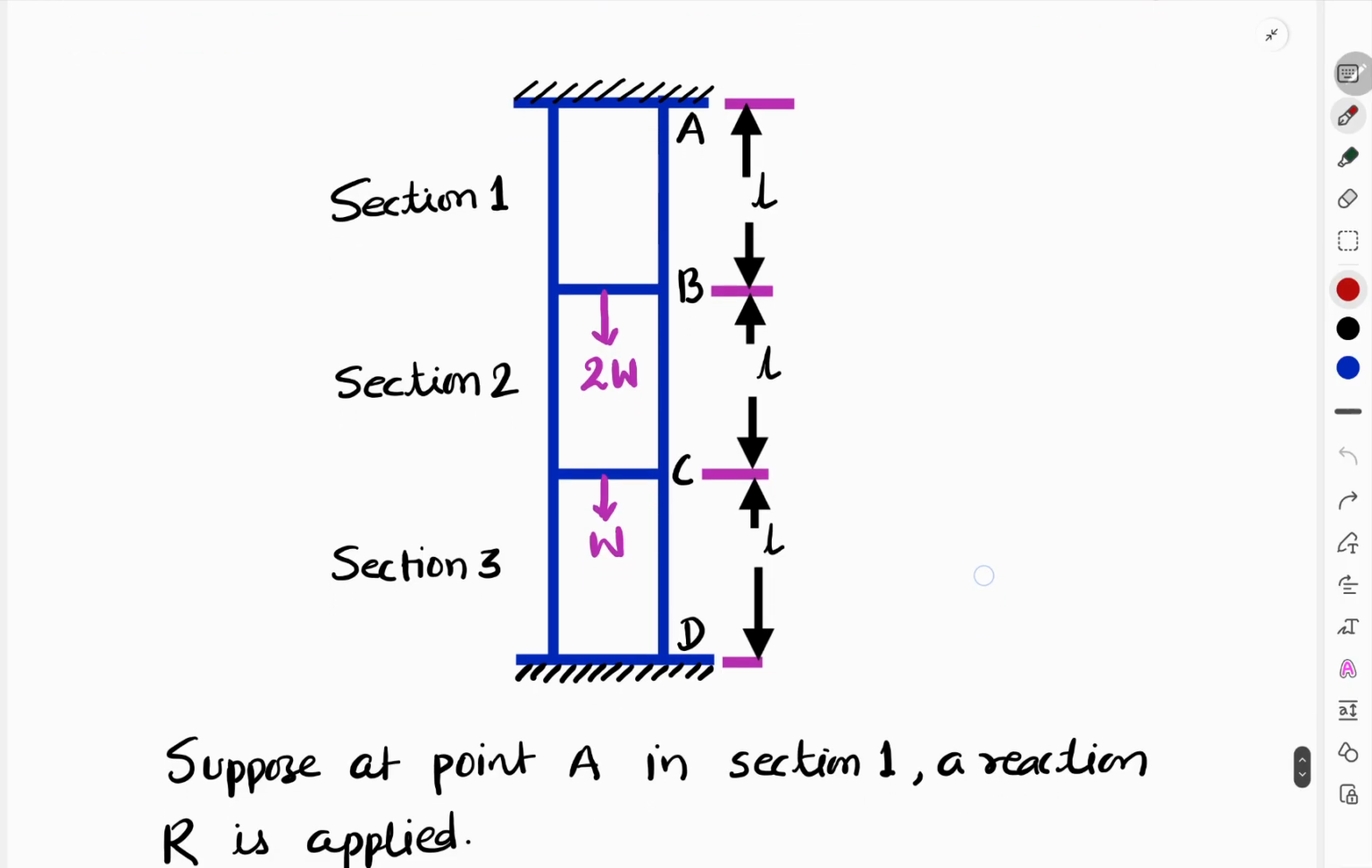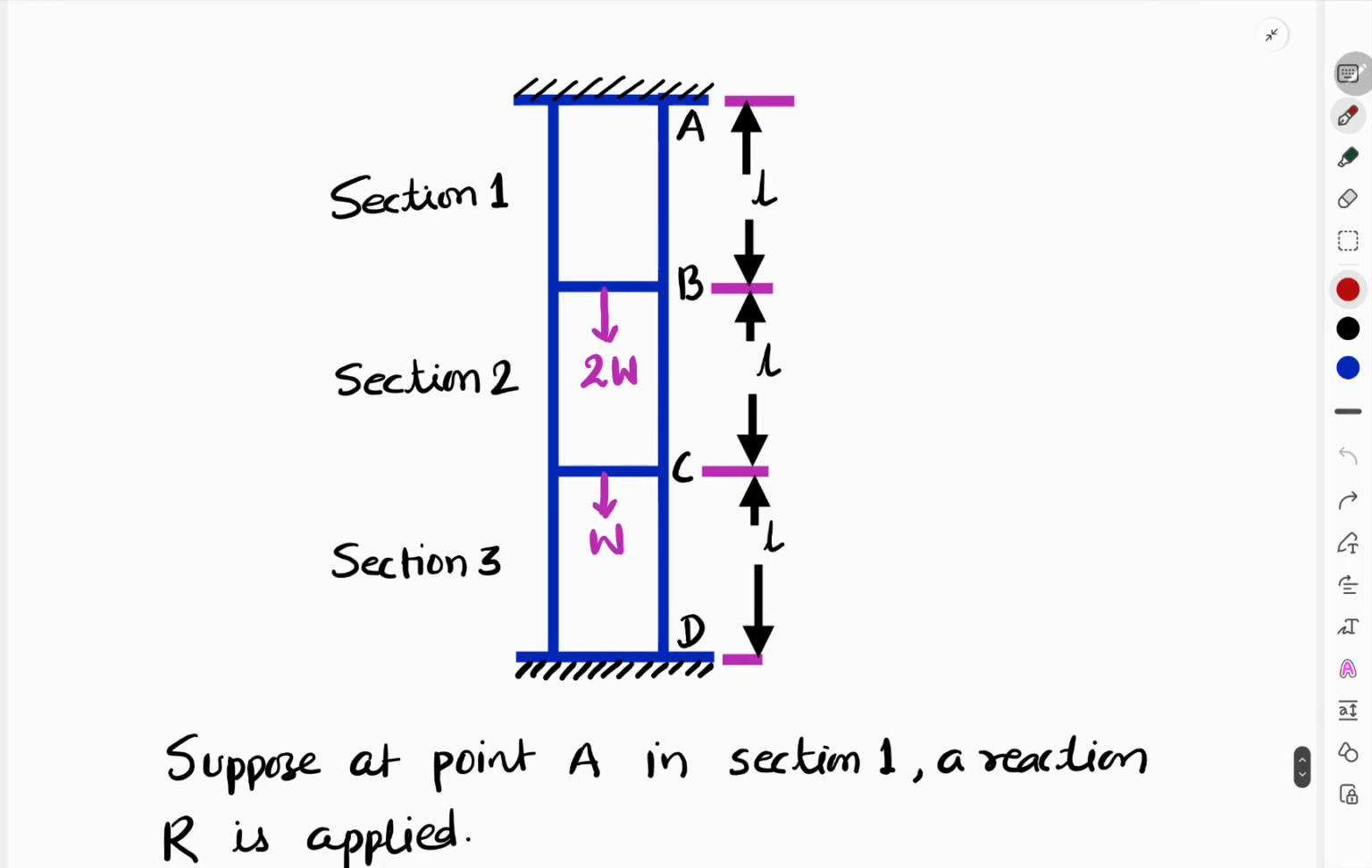Let's see. Here are three sections connected together, and after making connections, it is fixed at both ends. Each section has length L, and intermediate forces are applied: at point B, a force 2W, and at point C, a force W. For each section, what are the exact forces that we are going to define by using the principle of superposition? So let us see.